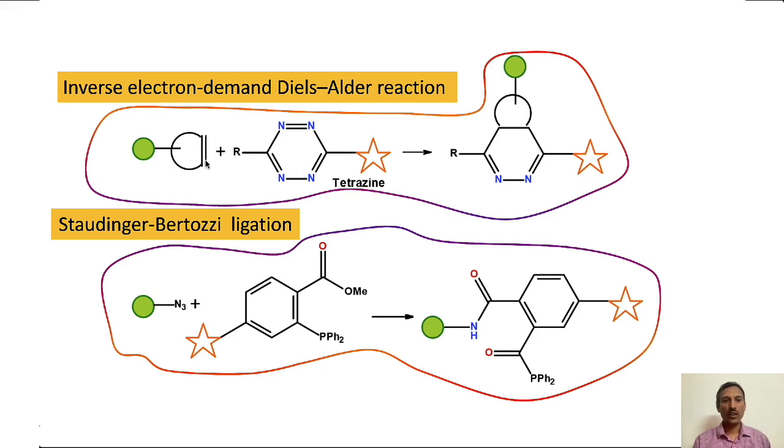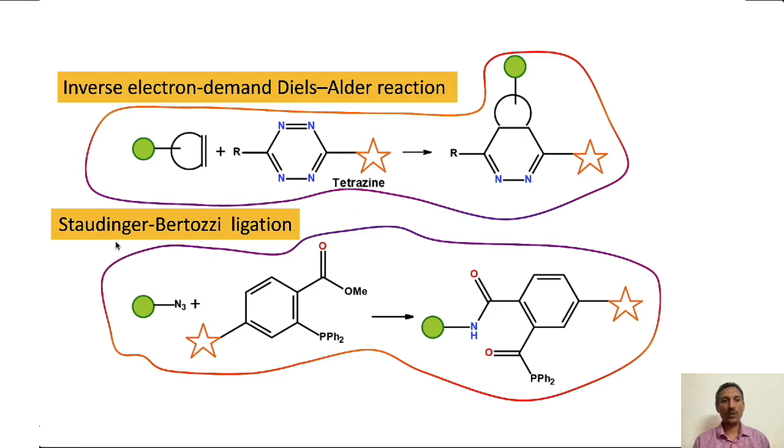Here an alkene is reacted with the tetrazine. This is an inverse Diels-Alder reaction with the loss of nitrogen. These 2 nitrogens are lost as nitrogen gas, and this is where the alkene undergoes addition to give the condensed product as shown here.